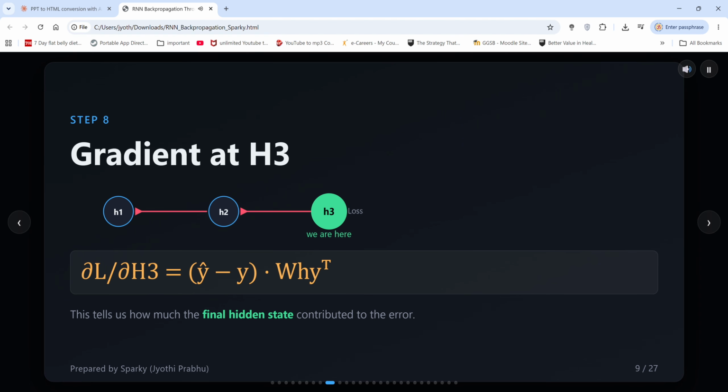Let's begin backward at h3. The gradient flowing into h3 comes directly from the output layer. It's calculated as y-hat minus y, multiplied by Wy transpose. This tells us how much the final hidden state contributed to the error.